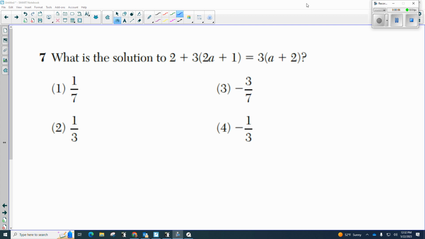Number 7, what is the solution to, and then we have our equation there. Okay, the first thing I want to remind you of is that we followed the steps.